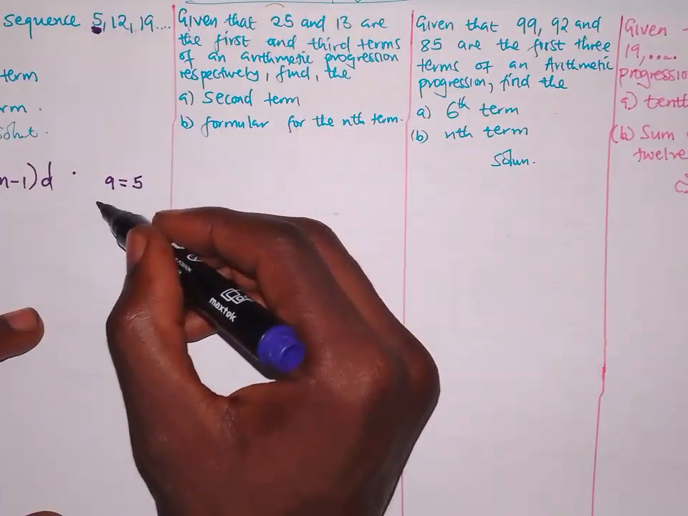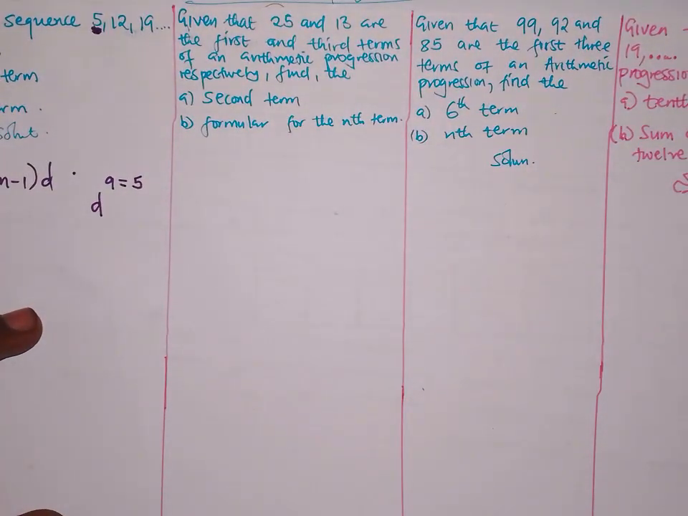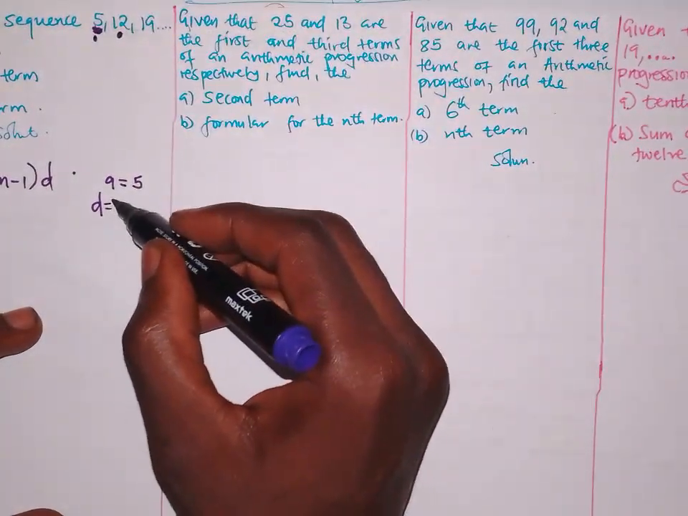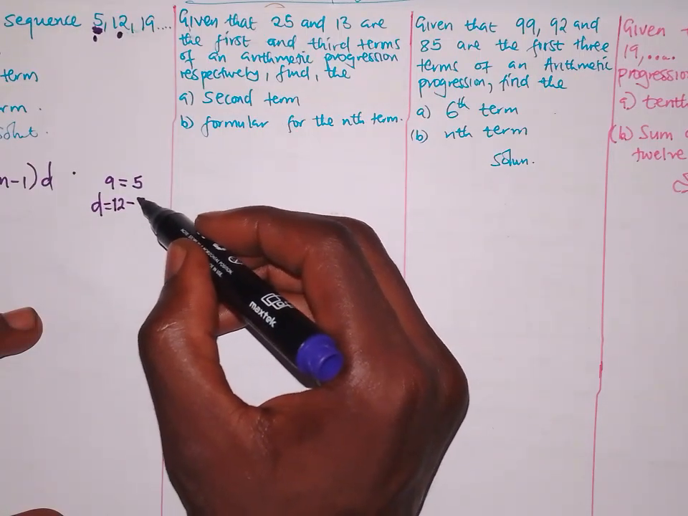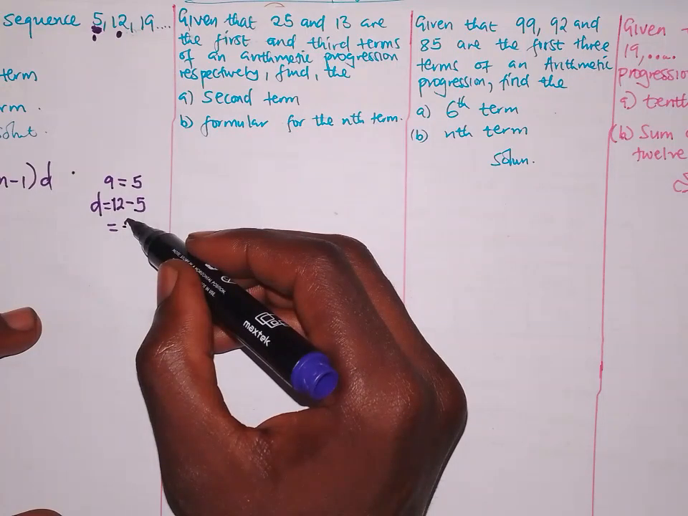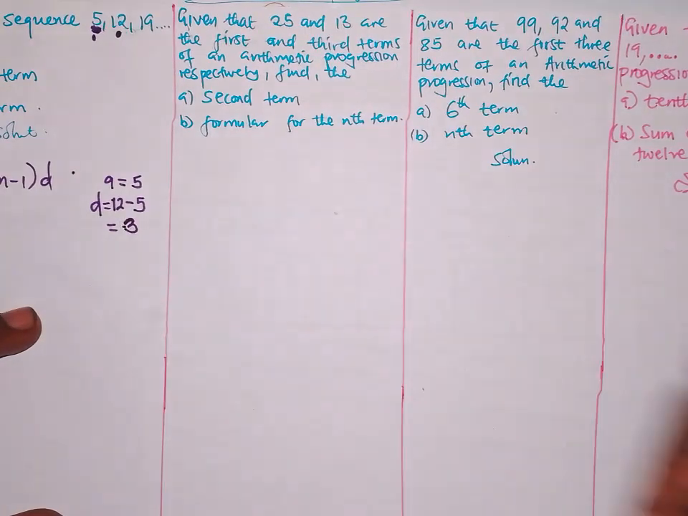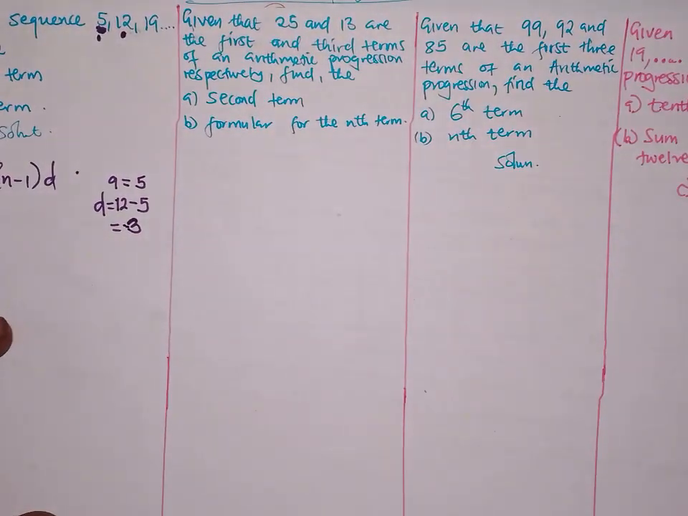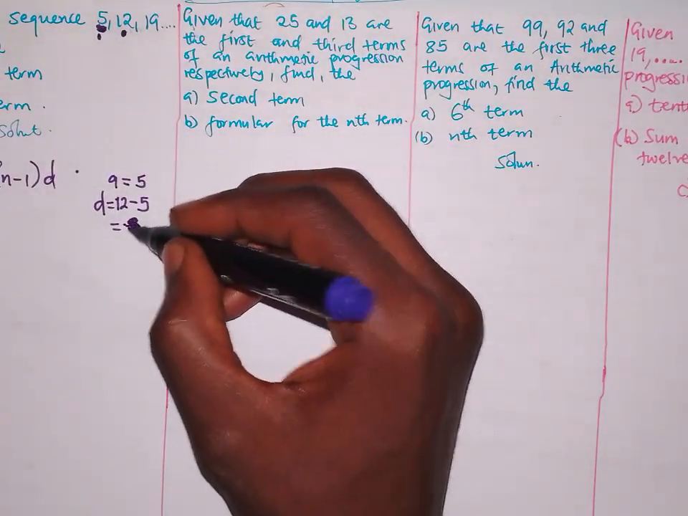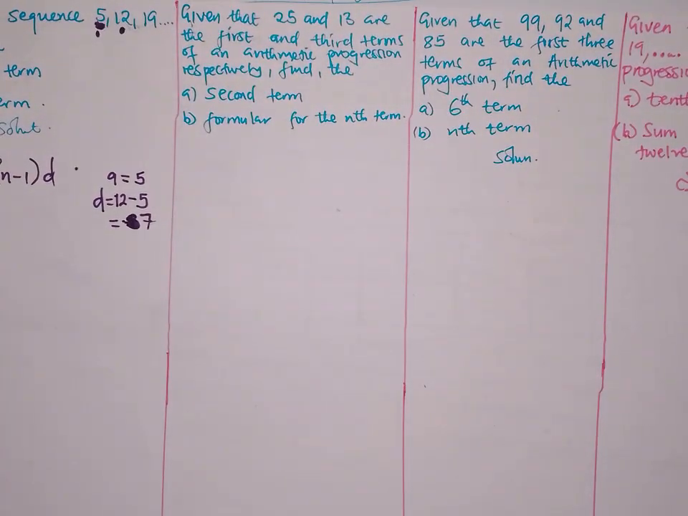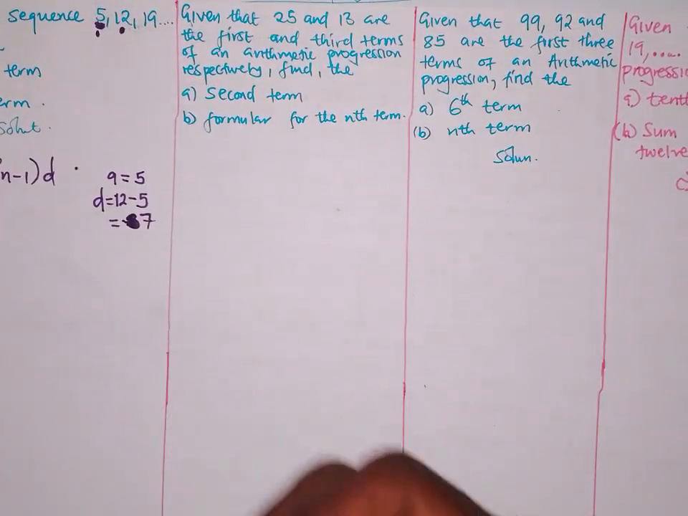Then we move on to our common difference. For the common difference, you subtract the first term from the second term. So you say 12 minus 5, the answer is 7. So our common difference is 7 and our first term is 5.